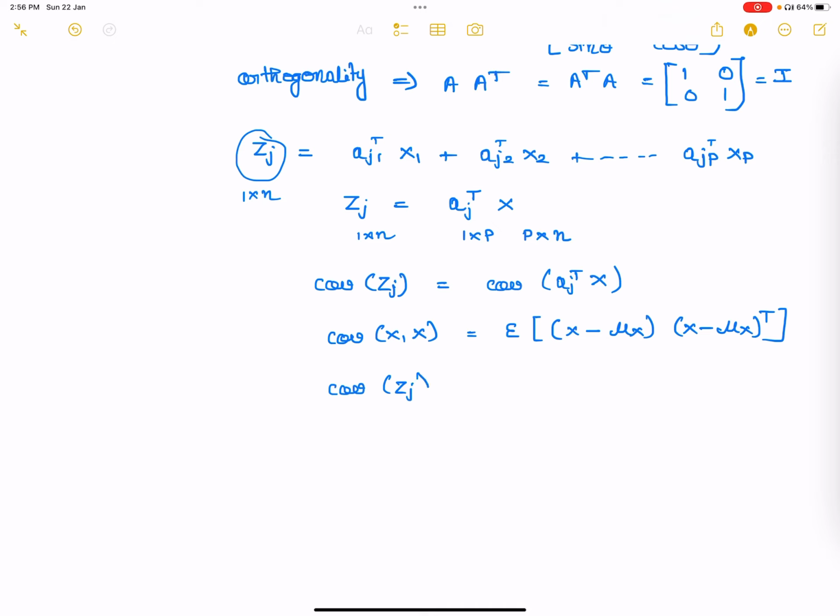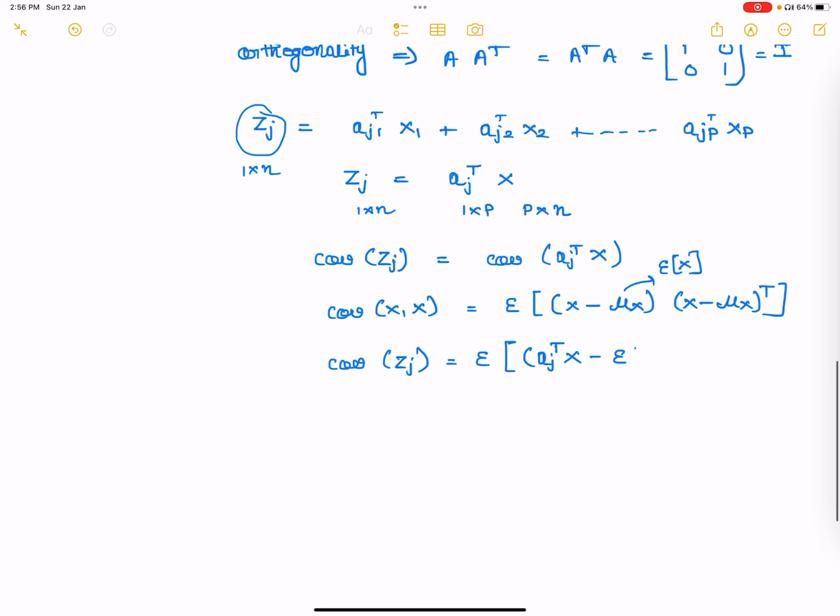So covariance of Zj. Again, if we come, it will be the expectation value of, write it very carefully, Aj transpose X minus the expectation value. It is not the exponential, this is the expectation value. So it is E of X. This mu X is nothing but E of X in statistics. So the expectation value of Aj transpose X minus the expectation value of Aj transpose X, and the whole thing transpose, and then bracket.